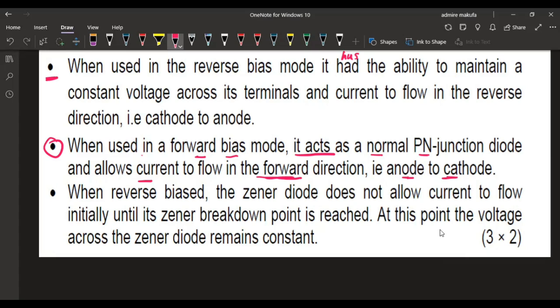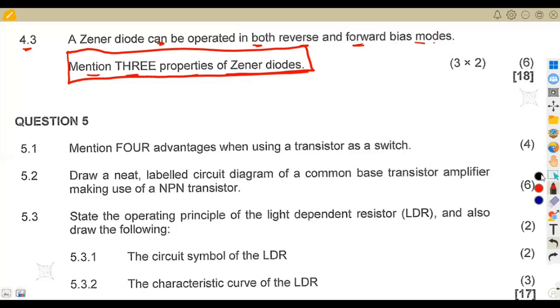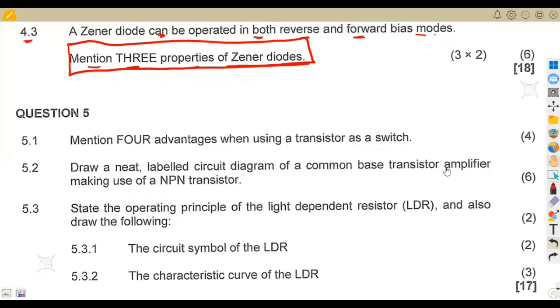Then when reverse biased, the Zener diode does not allow current to flow initially until its Zener breakdown point is reached. Until you've got a Zener breakdown, the voltage across the Zener diode remains constant. So these are some of the properties that you needed in this case to answer this question. All right, 6 marks for that.